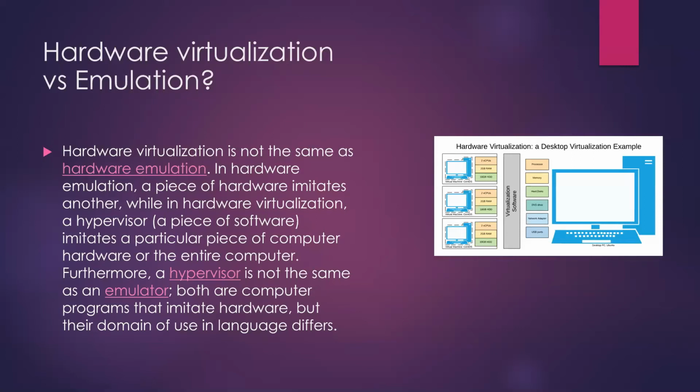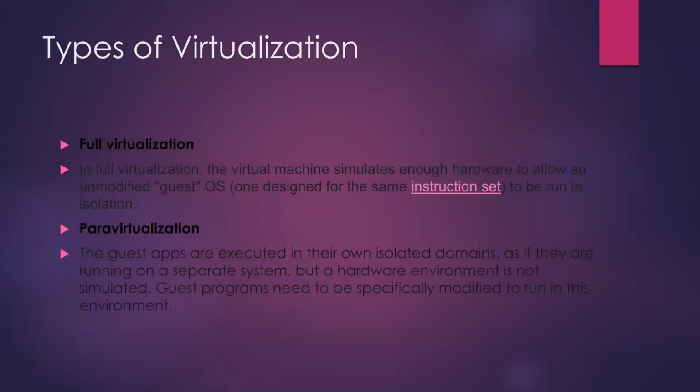And what is the difference between hardware virtualization and emulation? Hardware virtualization is not the same as hardware emulation. In hardware emulation, a piece of hardware imitates another, while in hardware virtualization, a hypervisor or a piece of software imitates a particular piece of computer hardware or the entire computer. Furthermore, a hypervisor is not the same as an emulator. Both are computer programs that imitate hardware, but their domain of use and language differ.